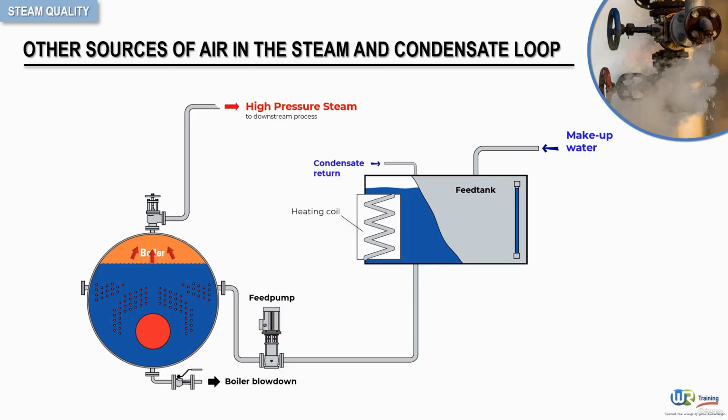Air can also enter the system in solution with the boiler feed water. Makeup water and condensate exposed to the atmosphere will readily absorb nitrogen, oxygen, and carbon dioxide, the main components of atmospheric air. When the water is heated in the boiler, these gases are released with the steam and carried into the distribution system, as depicted here.